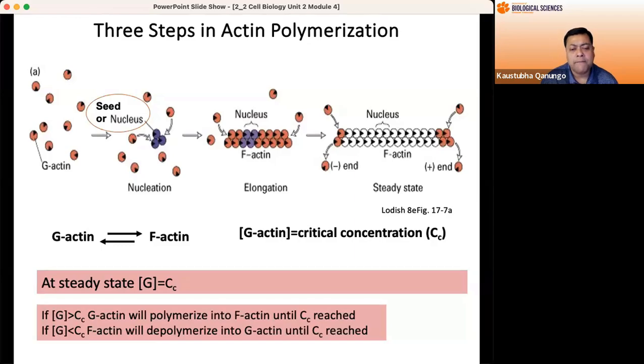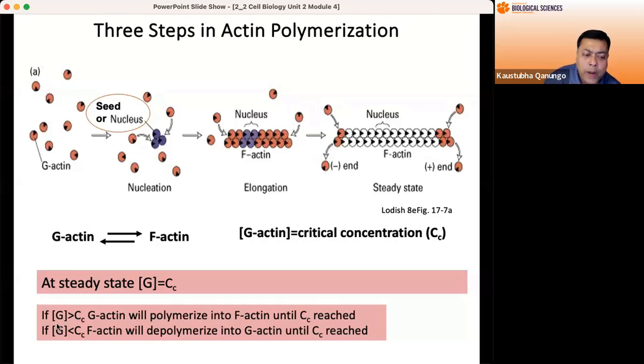So if the concentration is above the critical value at the plus end and the minus end, there is going to be polymerization, and if not, it's going to be depolymerization. When an actin filament is neither growing nor shrinking, that means at the plus end you are adding just as much as you are depolymerizing from the minus end. We usually reach a steady state where it reaches this critical concentration.